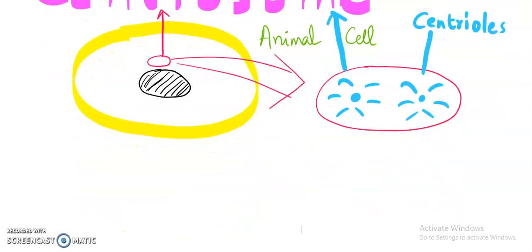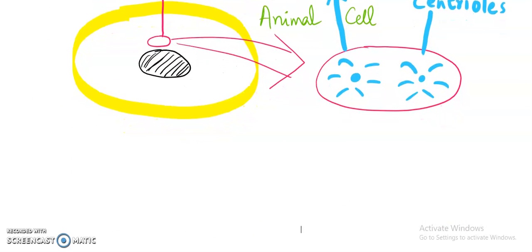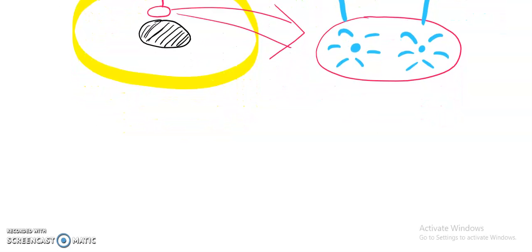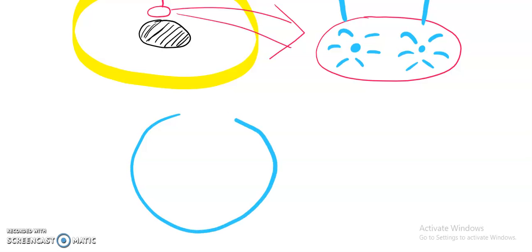Now we will talk about its function. You know, a cell divides over a period of time. And we have read in cell theory that new cells are always formed from the pre-existing cells. So, suppose this is the cell and this is the centrosome which on its inner side contains centrioles. Now, cell division occurs in the nucleus of the cell. Here, the black colored structure is the nucleus.